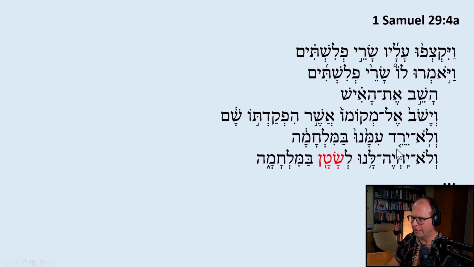Velo yered, there we have a yiktol. These are both yiktols. A yiktol that looks like yashav. Okay, first vav. Velo yered imanu b'milchama. So send him back that he may go to his place where you've assigned him, so that he will not come down with us, and he will not come down with us to battle. They don't want him with them fighting Saul.